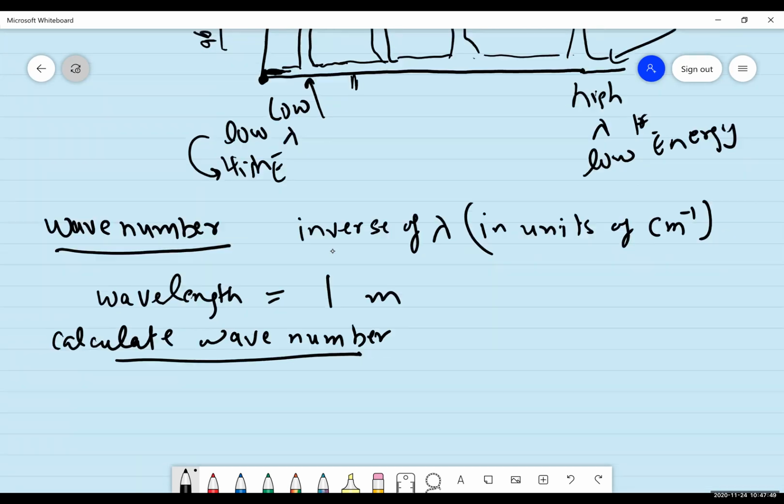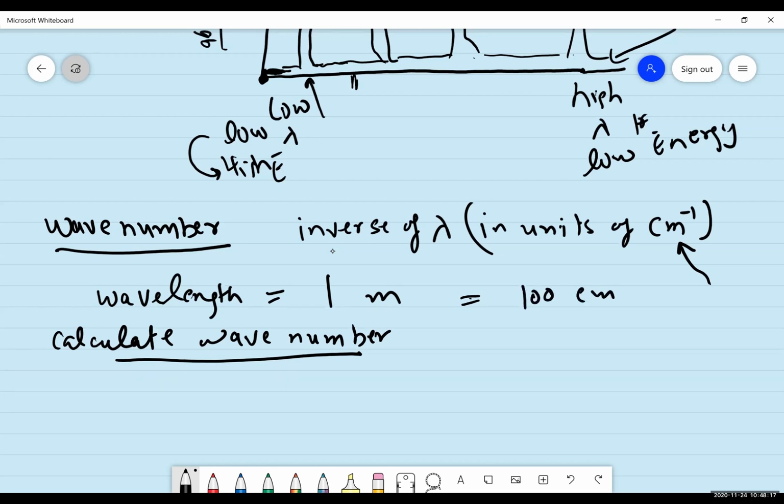So first, because we need units of centimeter inverse, that is the key thing. So first we need to convert this into centimeters, right? So 1 meter has how many centimeters? 100, right? Yeah. So first convert this into centimeters.